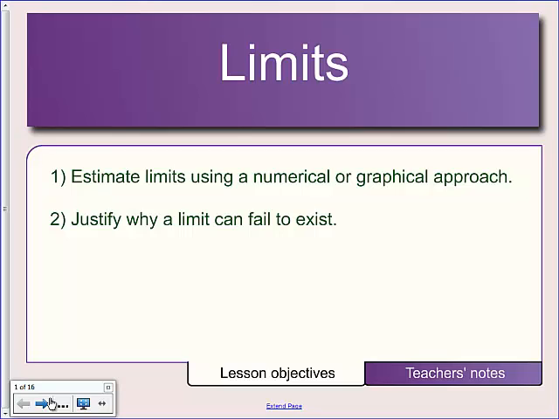So what we're going to look at today is limits. We're going to talk about what a limit is mathematically, specifically in calculus. This is a unit that will last maybe 2 weeks, and then we're going to move on to derivatives.